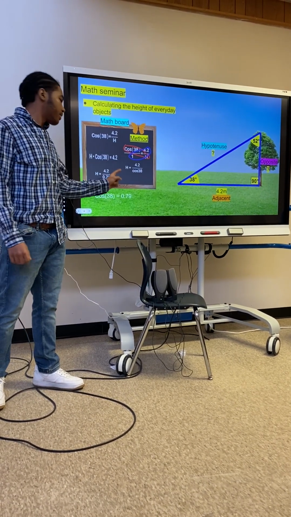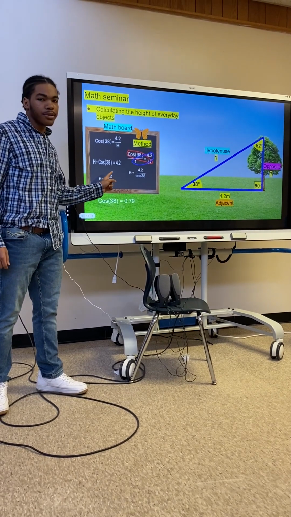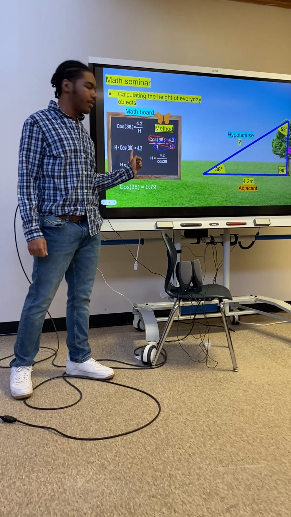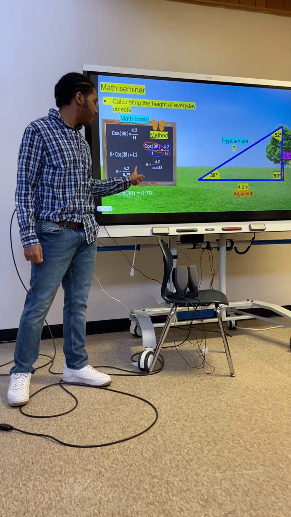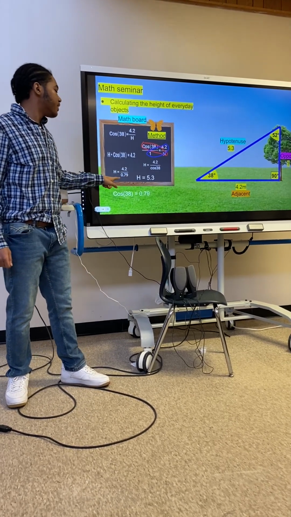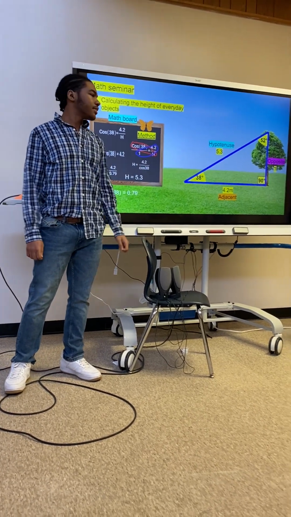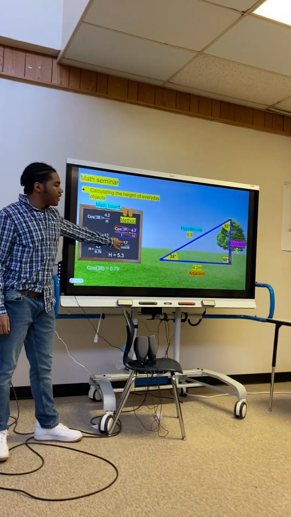So now our equation should look something like this. h is equal to 4.2 over 0.79. So now once we divide 4.2 by 0.79, we get 5.3. So that is our hypotenuse. Any questions?